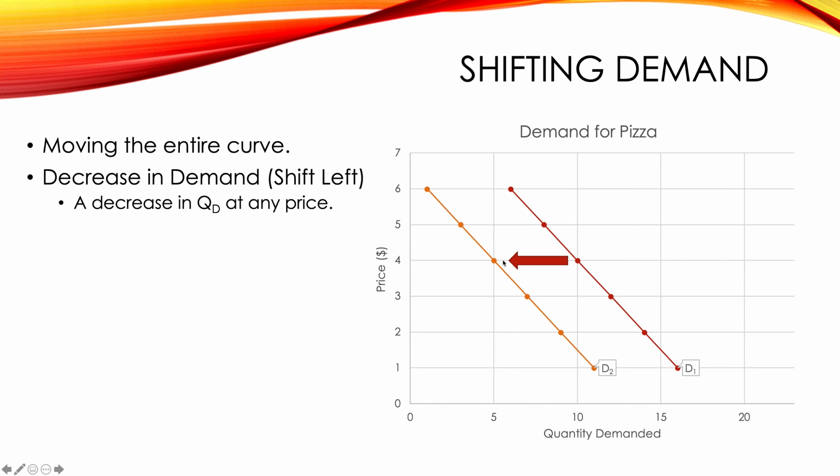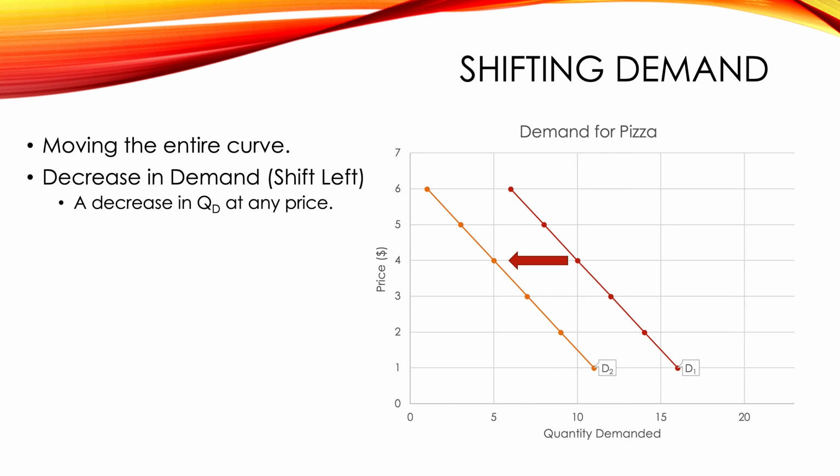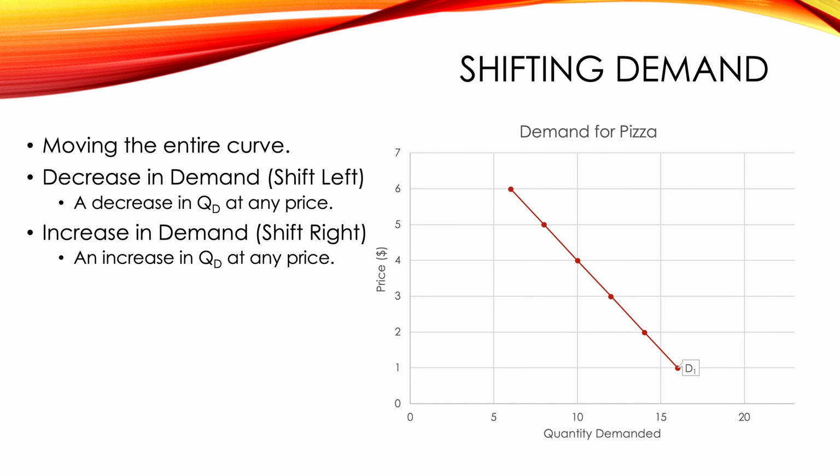It's not just at $4 though, it's at 5, 6. It's always going to be true. These lines are parallel to each other, essentially. So when you see a shift left, the quantity demanded is going to be lower regardless of the price. Let's get rid of that one. And now let's talk about an increase in demand. This is going to be a shift to the right, meaning quantity demanded is going to be higher than it was before at any given price. So that would look like this.